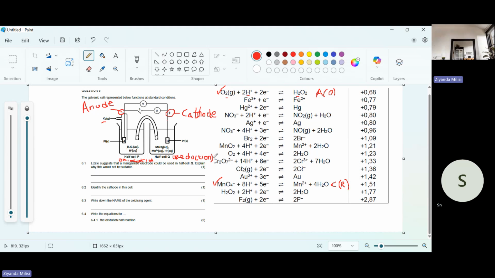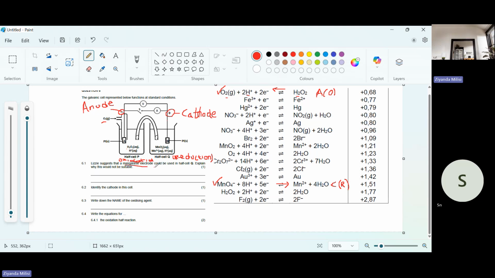Okay. Before we answer, let's choose how we are going to write. This one, we are going to write backwards because it's oxidation. You know, reverse reactions are oxidation. Then this one, we'll write forward because it's a reduction. All the forward reactions are reduction, and the reverse are oxidation. So that's how you will write your half reactions. All right, Lizzie says that a manganese electrode will be used.